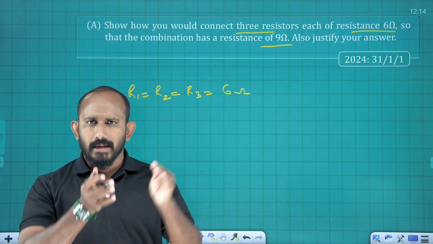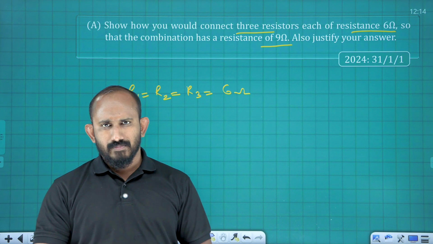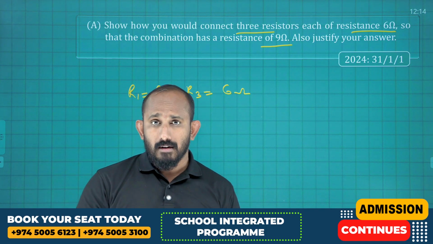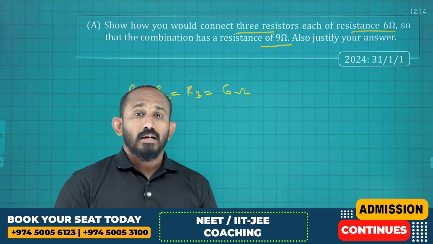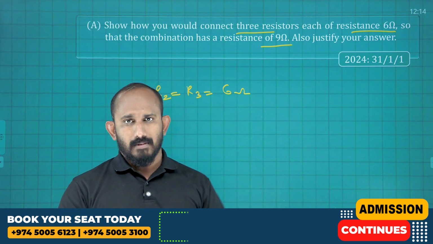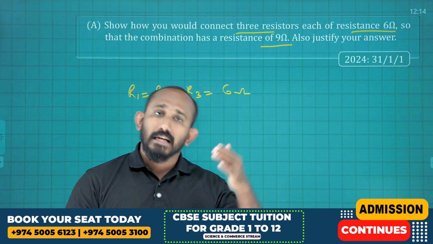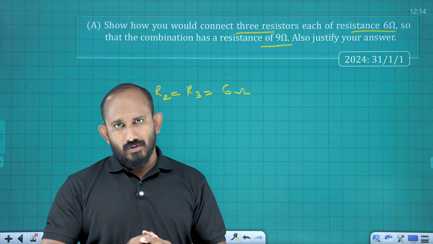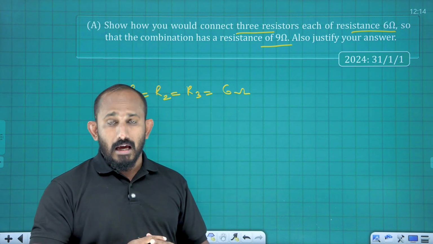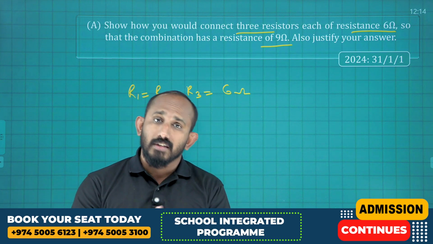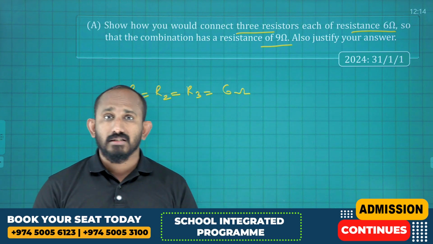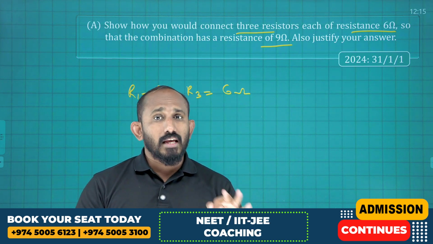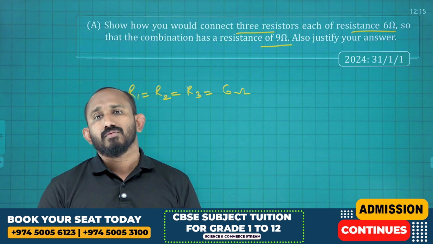Justification means you could do it either by calculation or by drawing a figure, or both. Here, when you connect resistors in series, we know the total resistance increases. The effective resistance will be greater than the highest individual resistor. If the three 6 ohm resistors are in series, you multiply 3 into 6 and get 18 ohm. Here we need only 9 ohm, so the 3 are not all in series. So a mixed combination will be there.